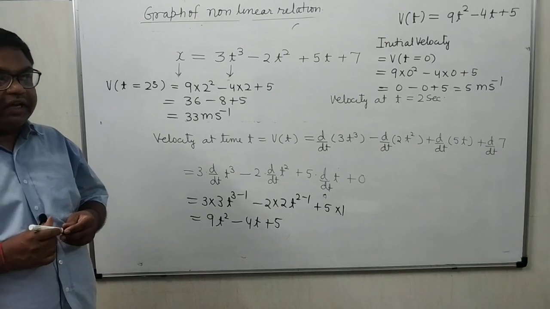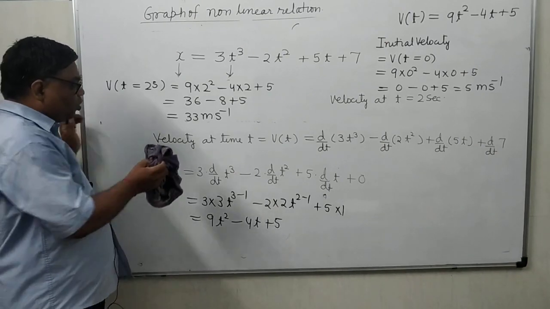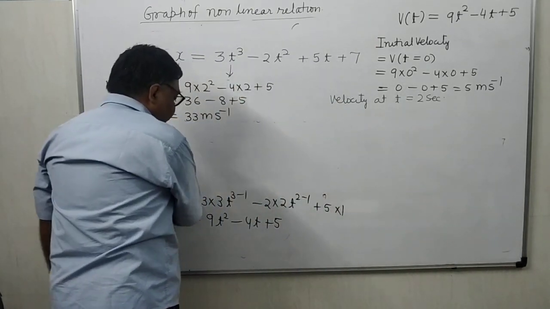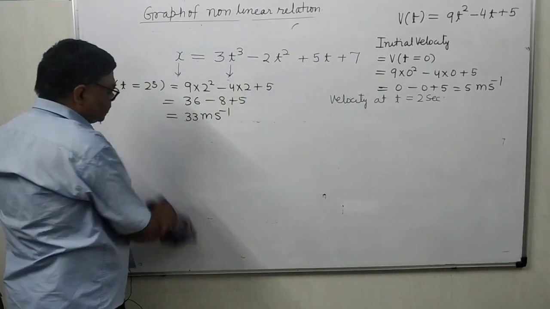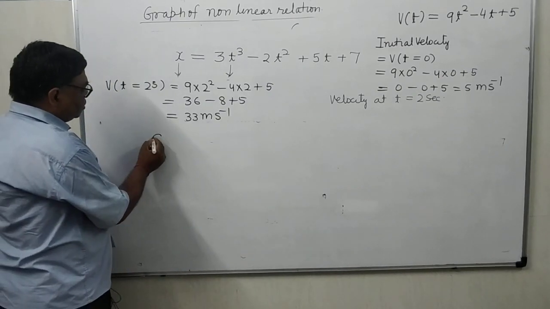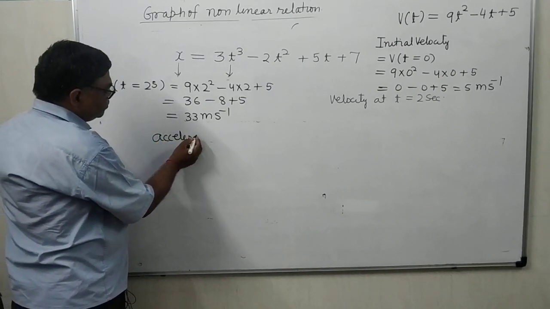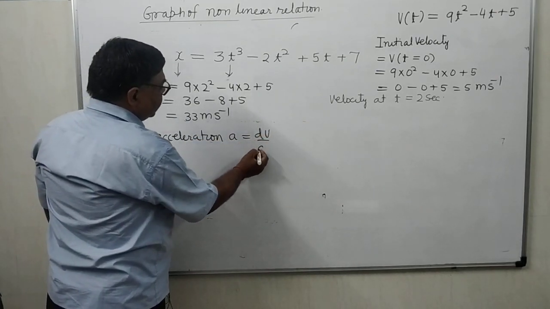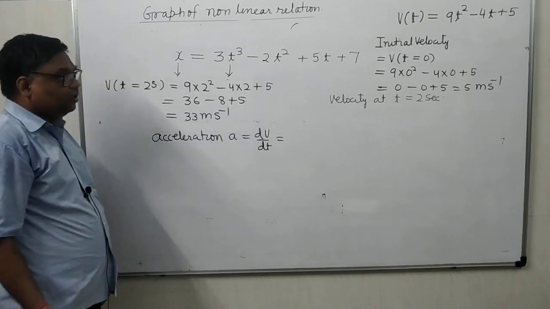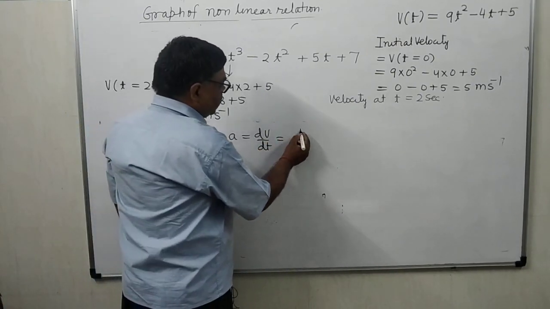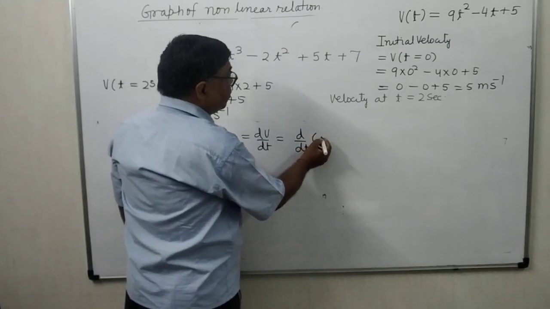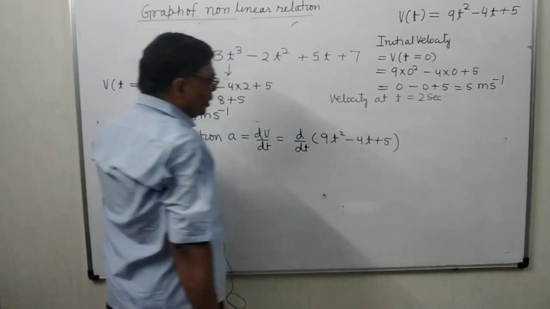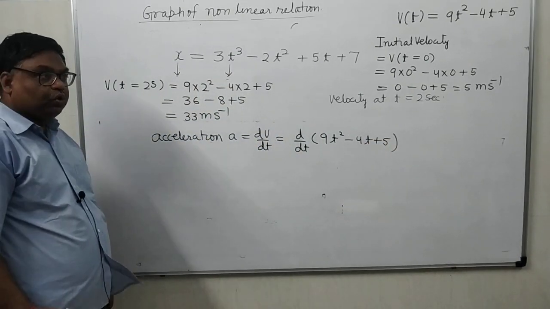Now you have to determine acceleration. So as you have already determined the velocity, how will you find acceleration? As you know, in terms of velocity, what is acceleration? Acceleration a equals to dv upon dt. And what will be dv upon dt? It is d by dt of 9t square minus 4t plus 5. It's clear?